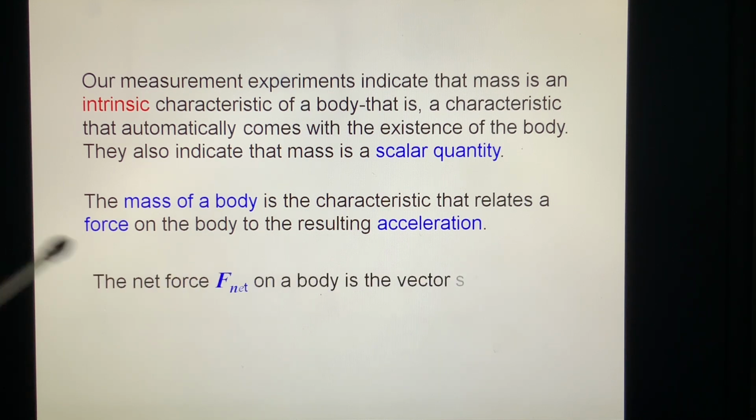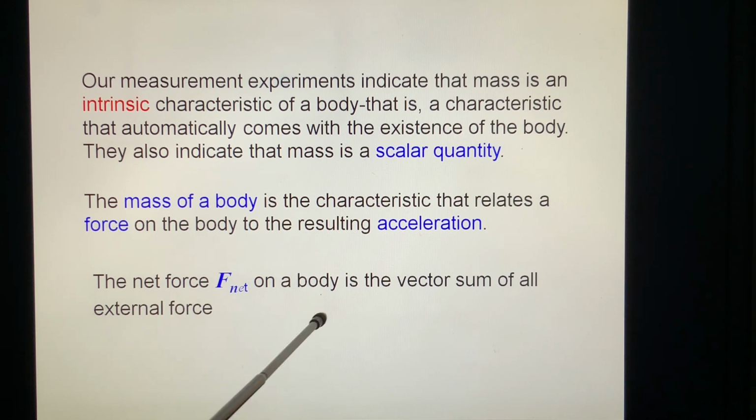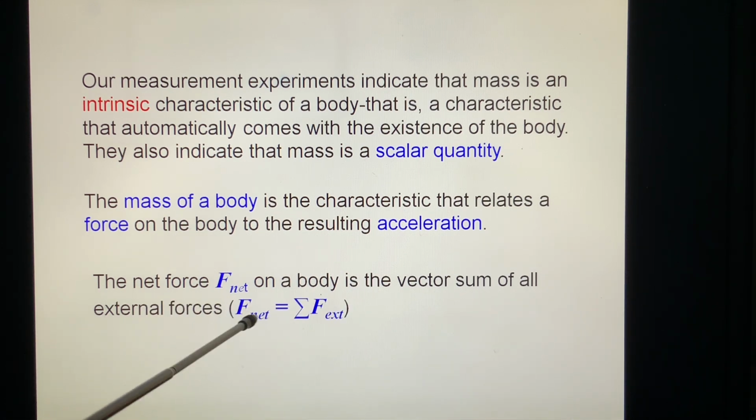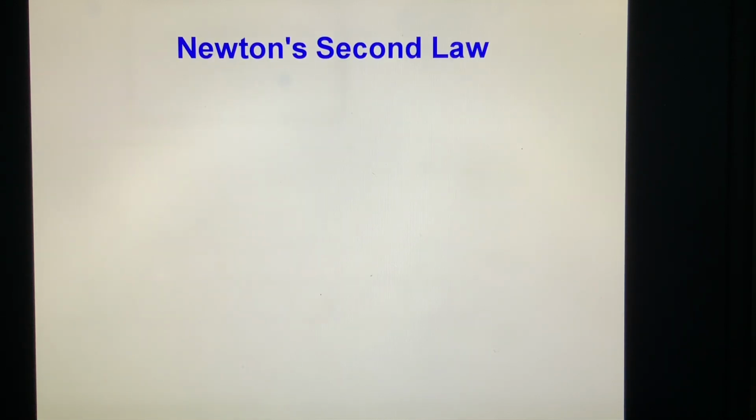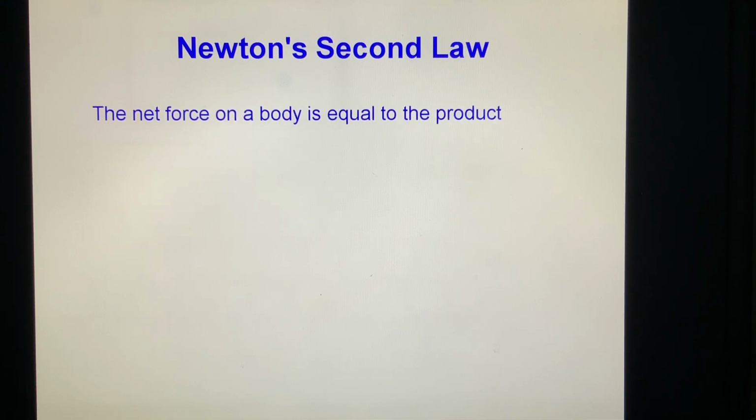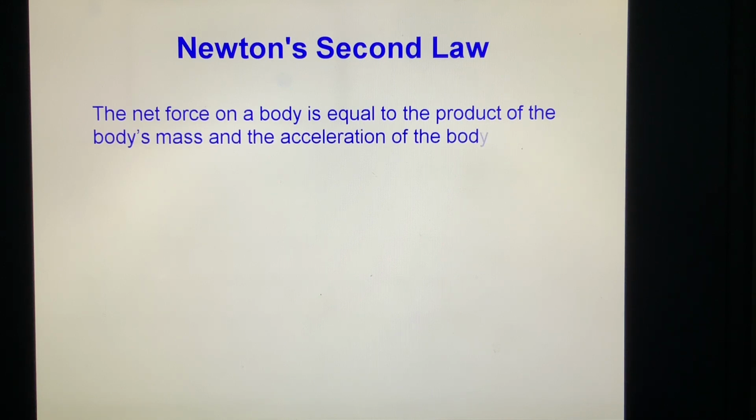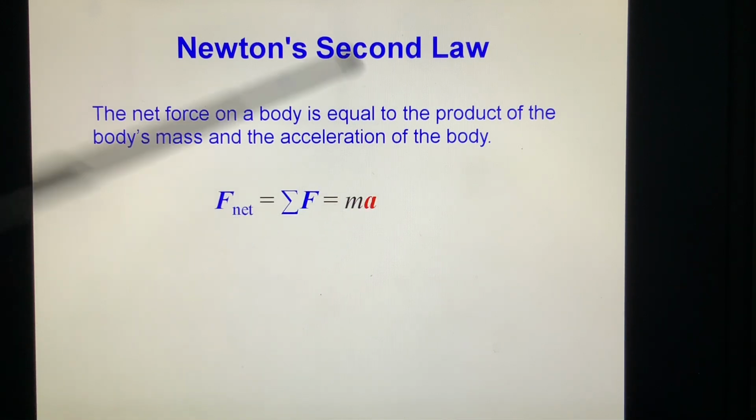The net force F net on the body is the vector sum of all the external forces: F net equals sigma F external. Newton's second law: the net force on the body is equal to the product of the body's mass and the acceleration of the body. F net, or sigma F, equals ma.